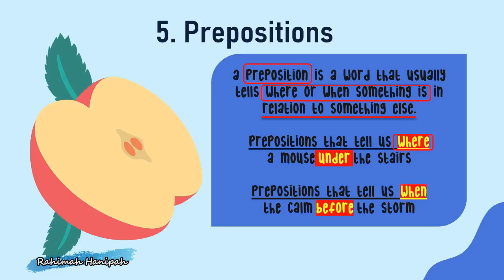Or prepositions that tell us when: please arrive before Maghrib. Please come back home by 12 noon today. We are going out. So things that tell you where or when, in relation to something else, are known as prepositions.